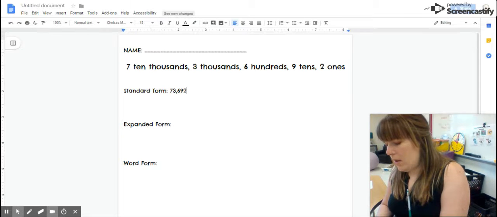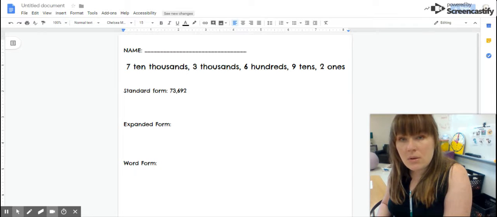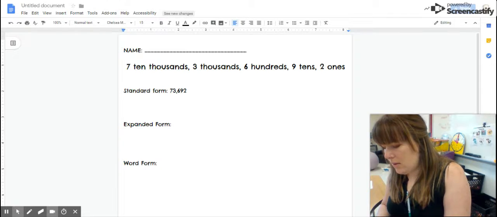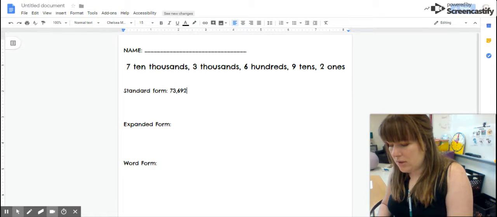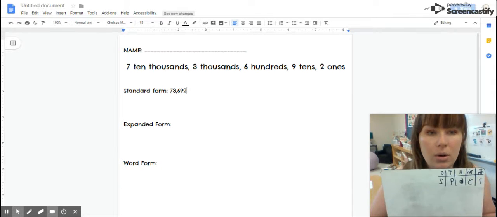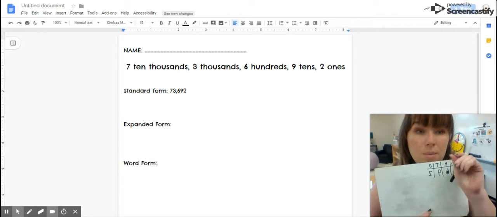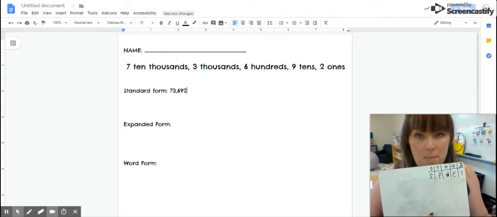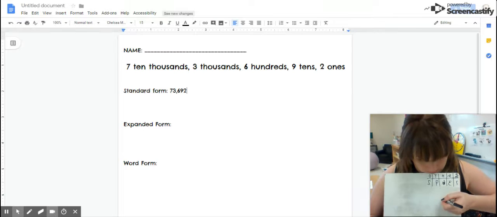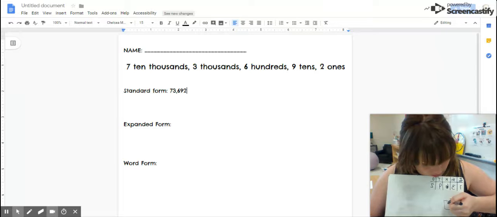with expanded form. I have a 7 in the 10,000s place, a 3 in the thousands place, a 6 in the hundreds place, a 9 in the tens place, and a 2 in the ones place. What I'm actually going to do is use base 10 blocks to help me figure out the value of each of the numbers, except instead of using the base 10 blocks with my hands, I'm going to show you how to draw them. So when you want to draw 10,000s or thousands or 100,000s, it looks like this. You do a square with a little corner.